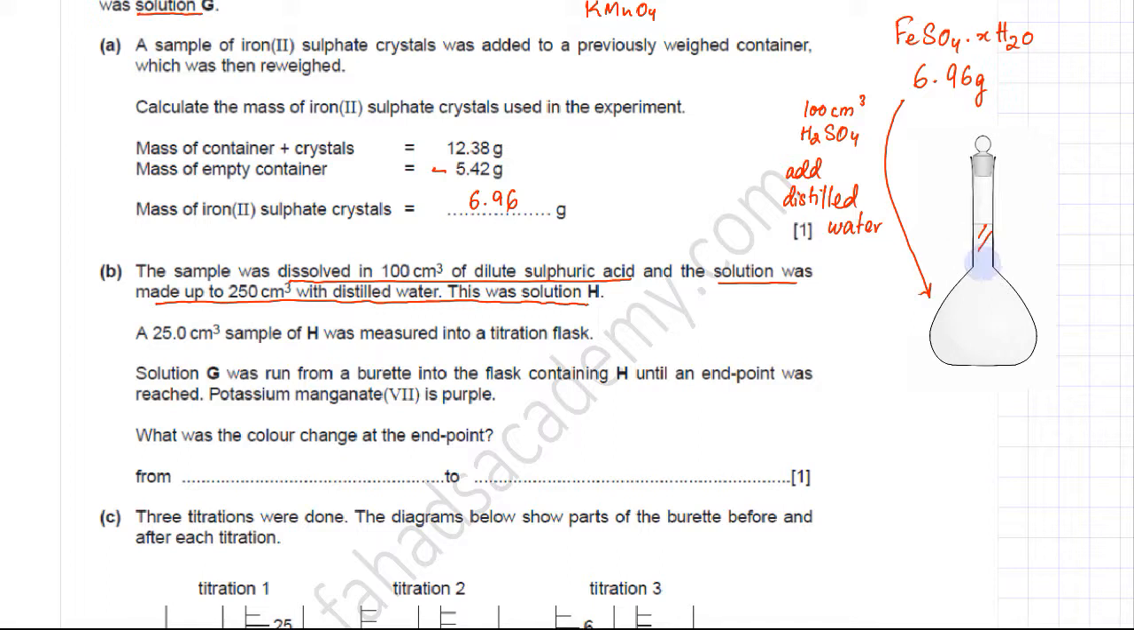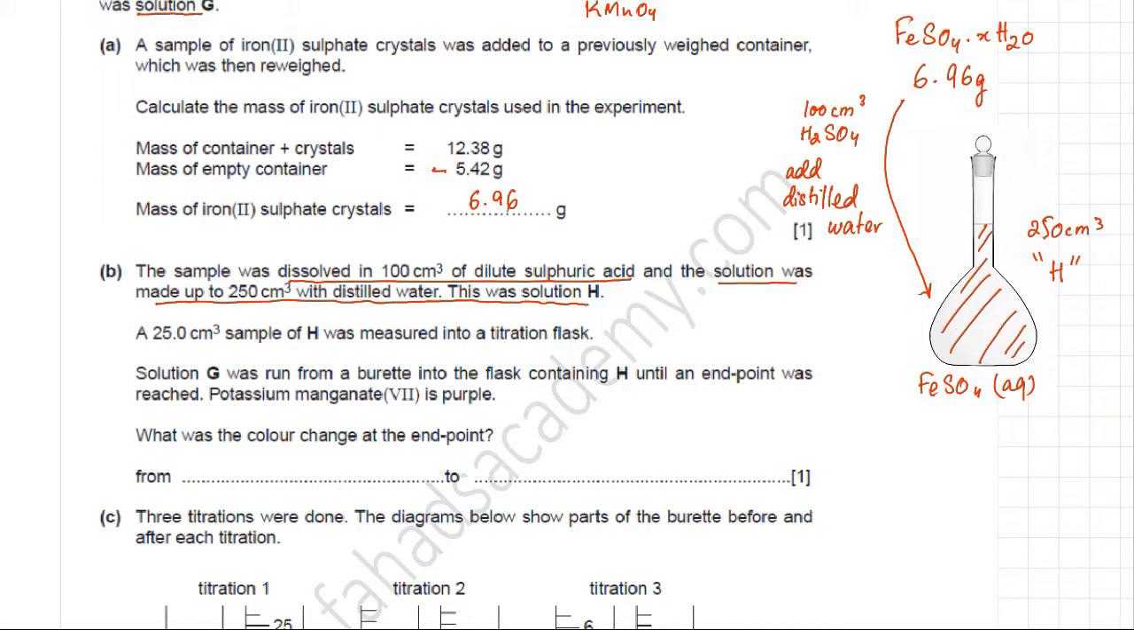Eventually you're going to get a 250 cm3 solution, and that solution is now called H. This is our solution H, and H is basically FeSO4 aqueous. Remember that the sulfuric acid here is only being used to dissolve the salt, because H2SO4 and FeSO4 are not going to react with each other. So once this salt dissolves, you have FeSO4 in the aqueous state, plus there would be some acid in the solution as well.